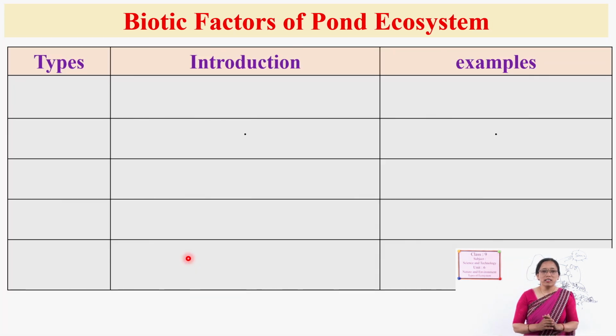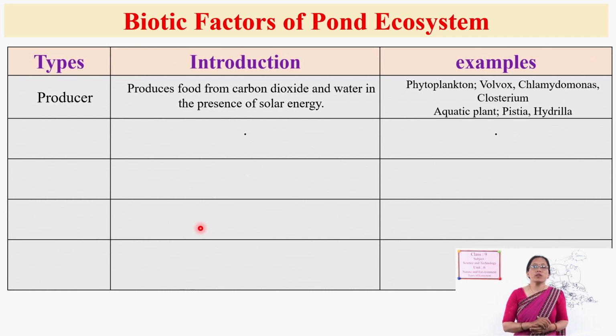Here is a chart of this. Just we discuss what are the producers of this pond ecosystem. That means inside the water also some green plants are present. They produce the food. Those are the producers. What are those? For example, phytoplanktons like Volvox. These are algae. Volvox, Chlamydomonas, Clostridium. These are the small algae. And next one is aquatic plants like Pistia, Hydrilla, Lotus, etc.